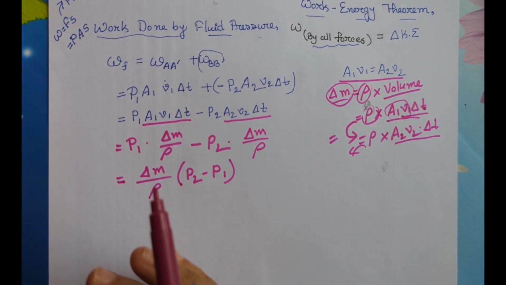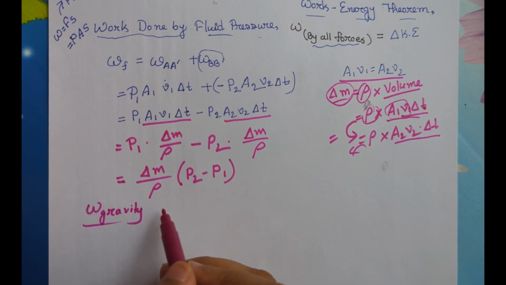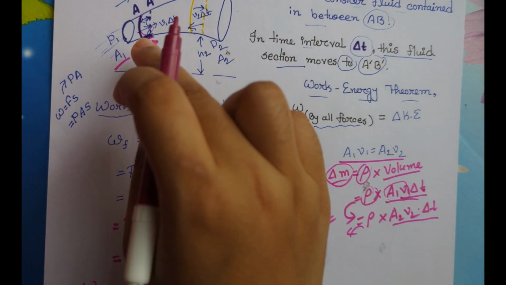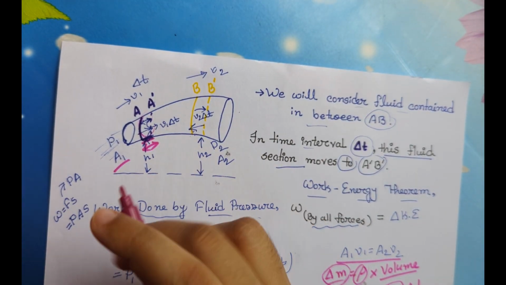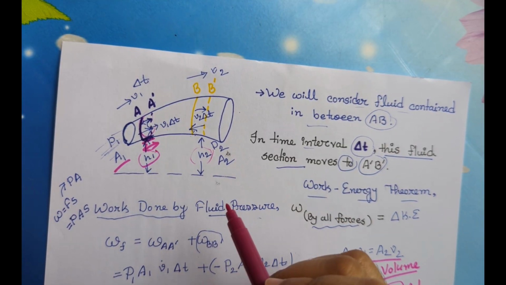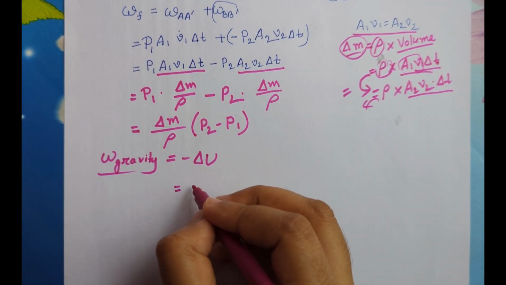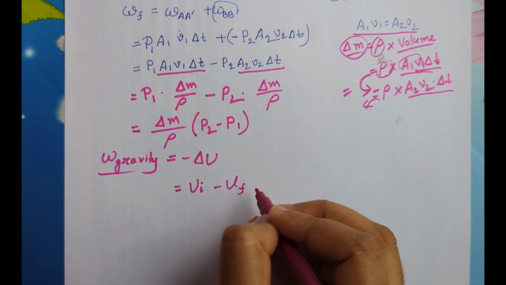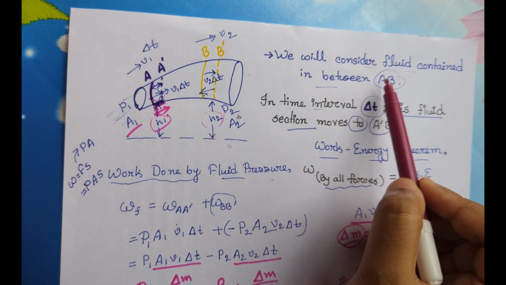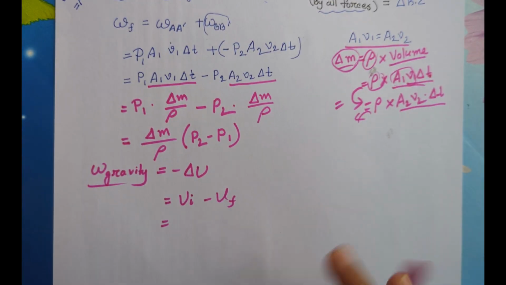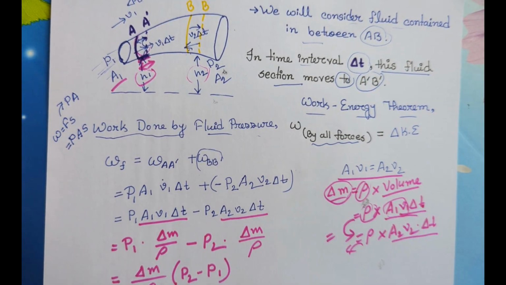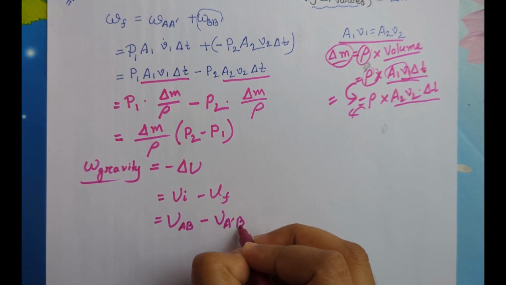Now our second term is the work done by gravity. The work done by gravity equals minus del U. Here this fluid is at a certain height, H1 here and H2 here. So if we divide these into U initial and U final, then U initial is the initial portion AB. We considered the initial fluid contained in AB. So the energy U of AB minus our final destination, A prime B prime, so U of A prime B prime.